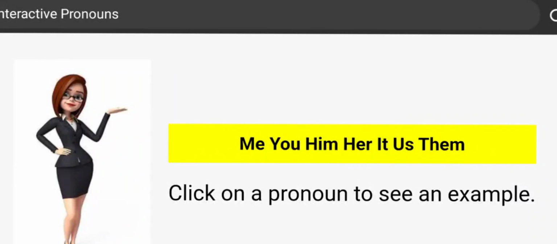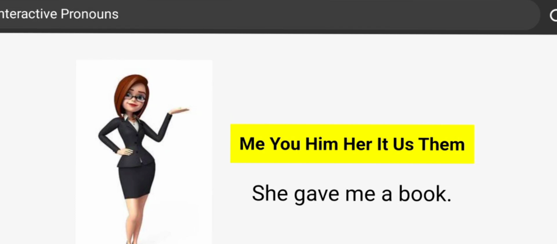A possessive pronoun is a pronoun that is used to indicate possession or ownership. For example, this pen is my pen, not your pen. This pen is mine, not yours. So the examples of possessive pronouns are mine, yours, his, hers, ours, yours, theirs.